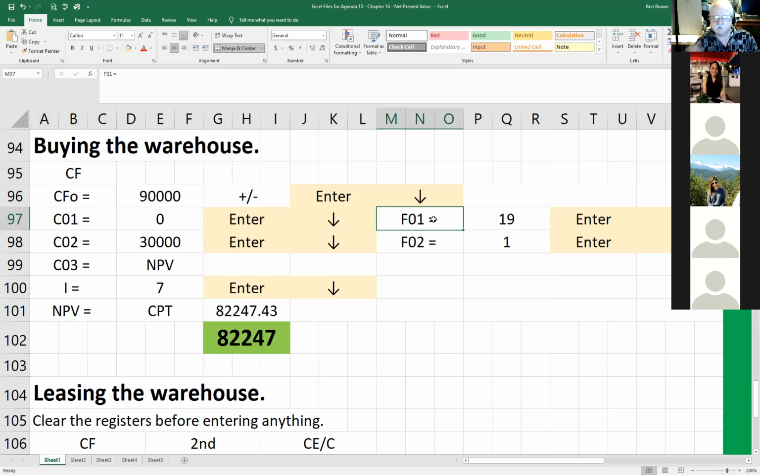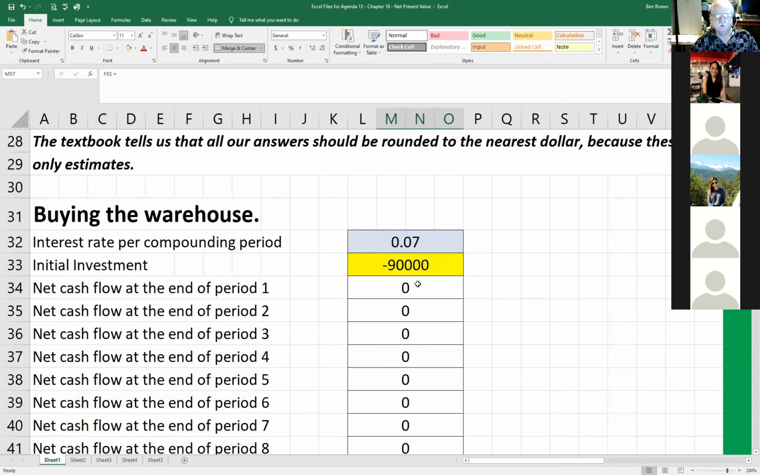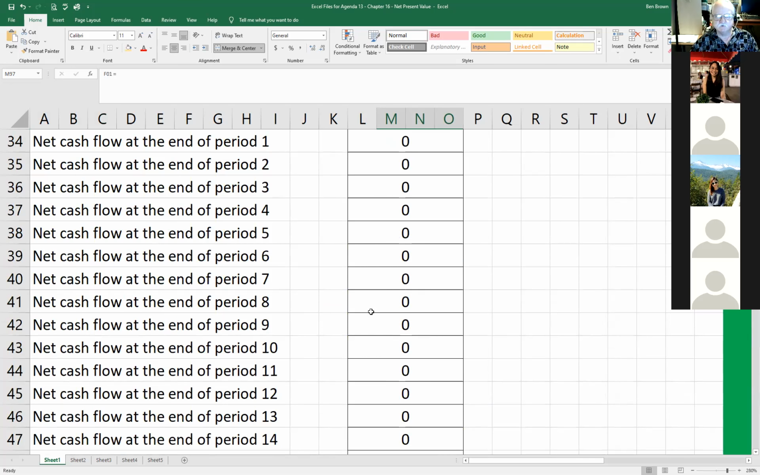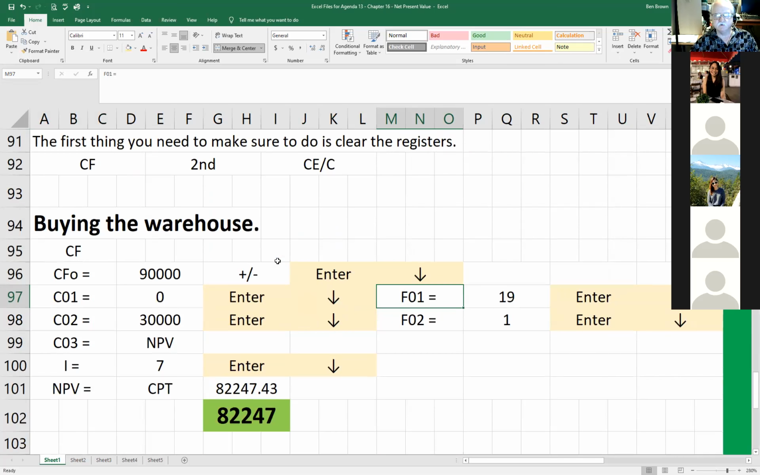And this F here stands for frequency. How many times do we have to do this? Now notice when we're doing this on Excel, we had to separately list every year. On your calculator, thank God, you don't have to do this because we knew that this was 19. So cash flow, the frequency is 19. Put 19, enter, and down.